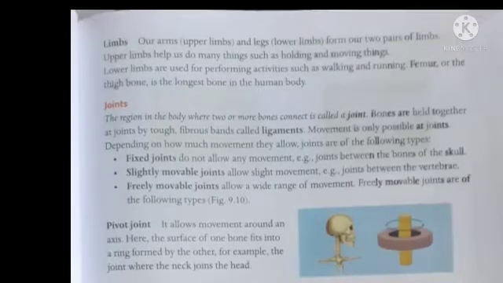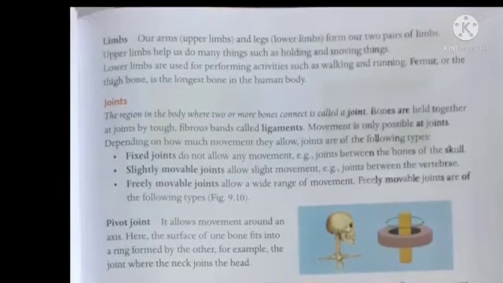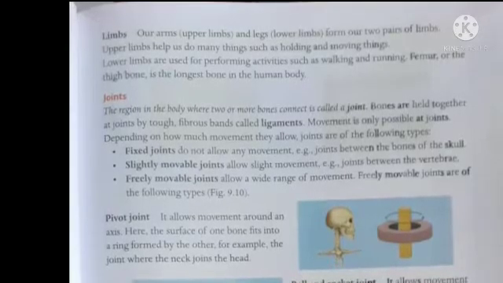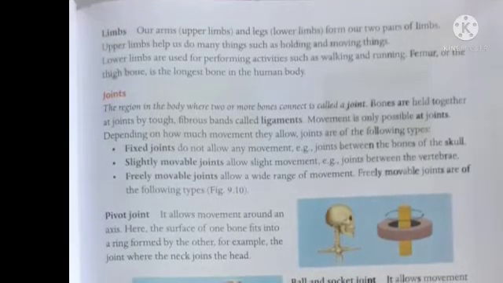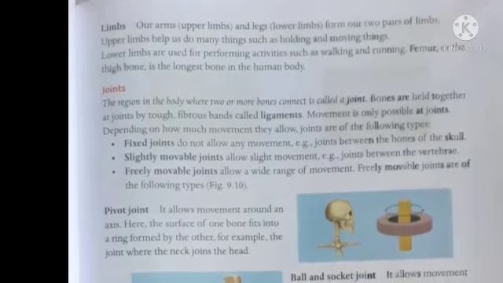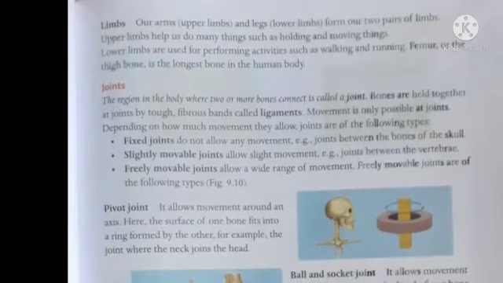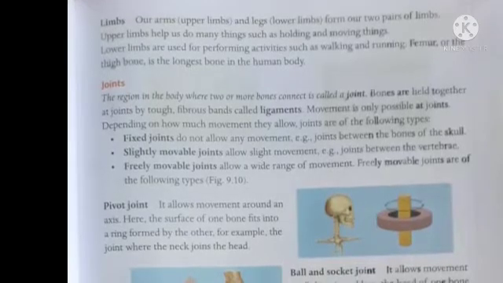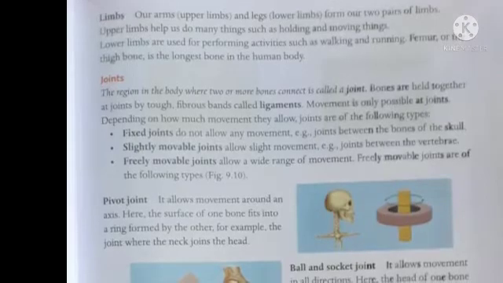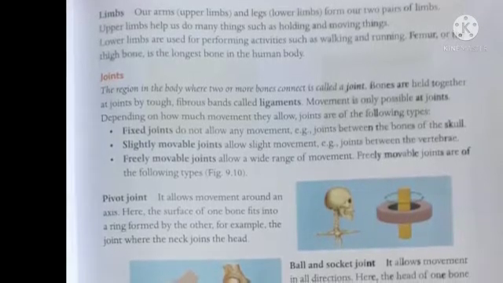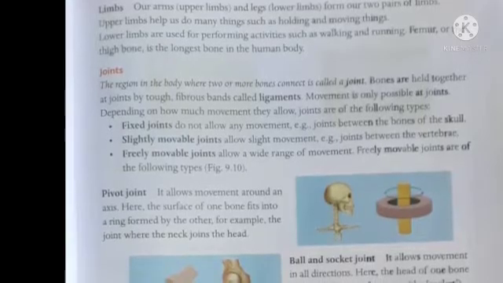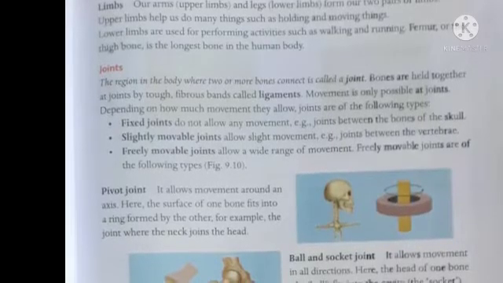Now students, the next part of our skeleton is limbs. Our arms are called upper limbs while our legs are called lower limbs. These two limbs form a pair of limbs. Our upper limbs help to do many things such as holding or moving things, while lower limbs are used to perform various activities such as walking, running, etc.